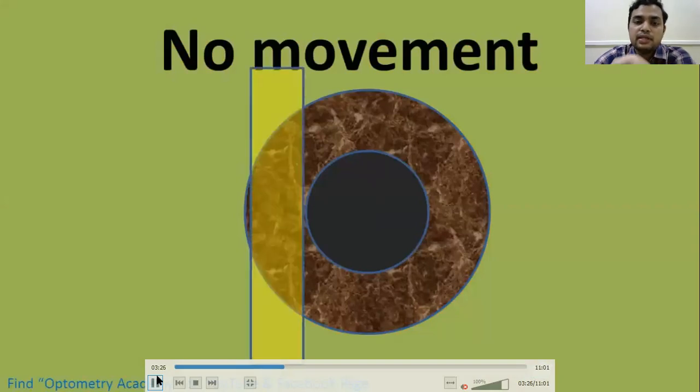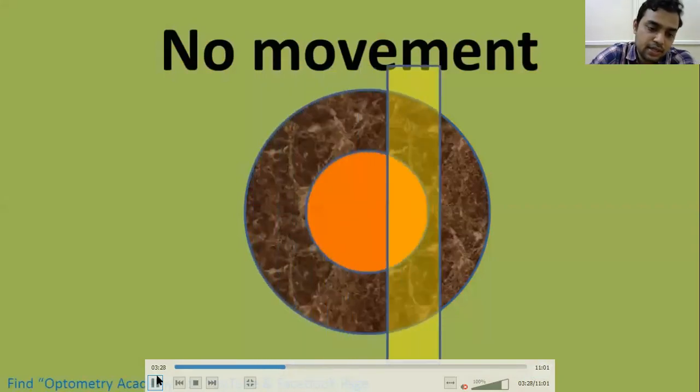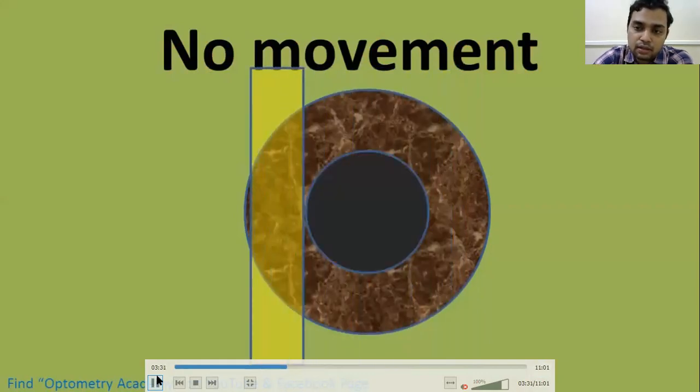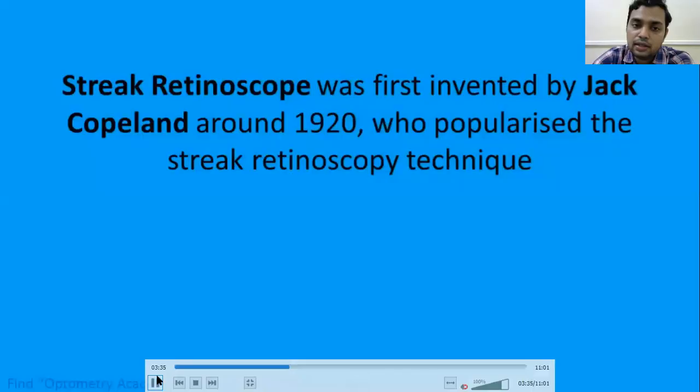So no movement is seen in which conditions? In case of emmetropia, or at the point of neutralization, we don't see any movement. This is no movement. That is, the complete pupil is filled with the light. So red reflex covers the complete area of the pupil at the end point or neutralization point.